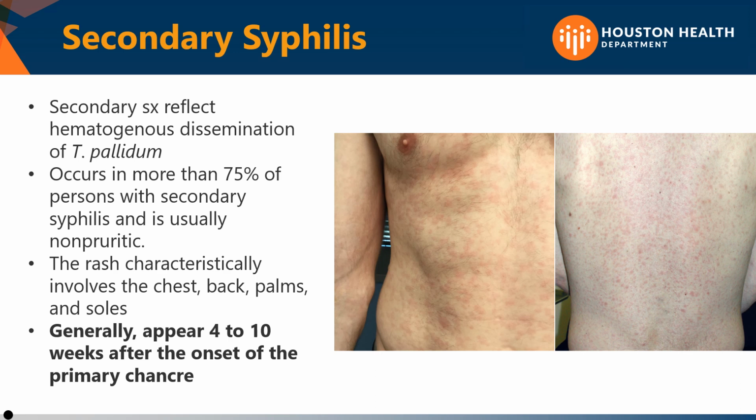It's going to be basically involving areas in the trunk of the body, such as the chest and or the back, and also it could appear on the palms and also the soles. It generally appears after 4 to 10 weeks from the onset of that primary chancre.